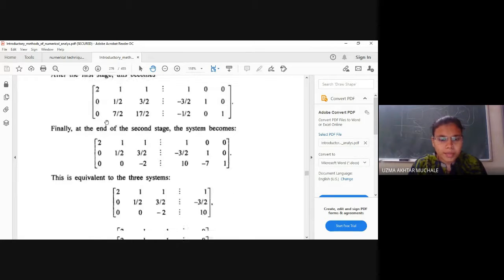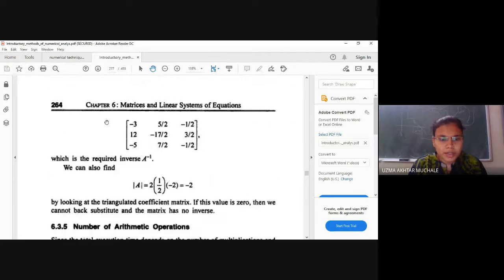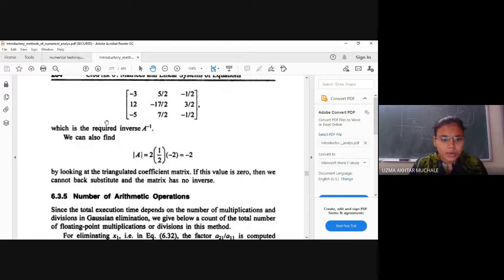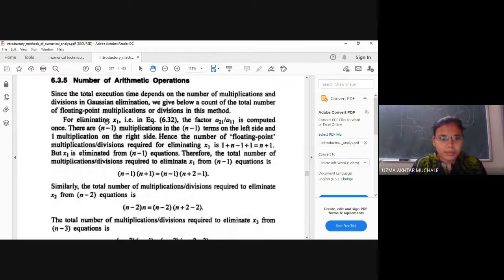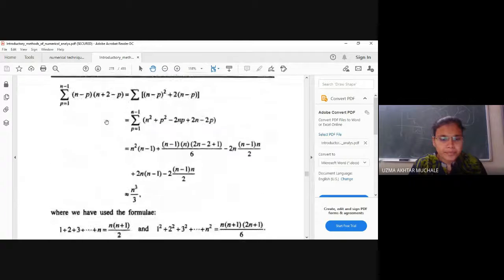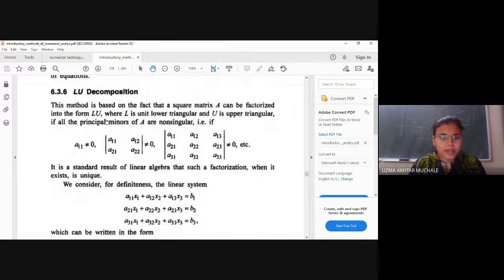Actually, some part of this book is not given. Actually, it is a PDF, so that's why it is not available. Let me see where I can see the LU decomposition.